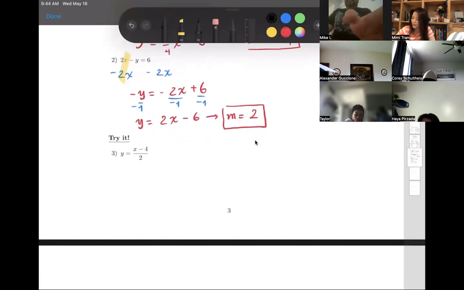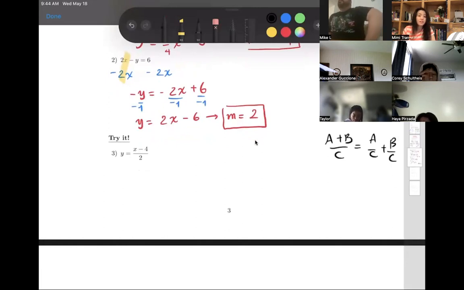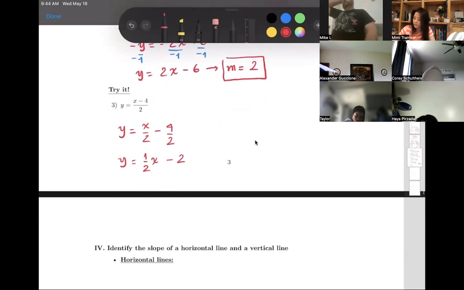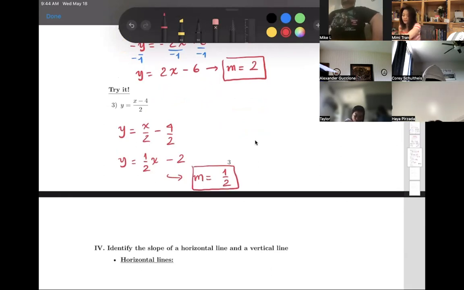Let me remind you something. If I have a plus b over c, can I write it as a over c plus b over c? Yes, right. So we can do the same thing with our problem. We have x minus 4 over 2. We can split it apart. So it's going to be x over 2 minus 4 over 2. Well, x over 2, you can rewrite as 1/2 times x, right? 4 divided by 2 is 2. So your slope is 1/2. But what Mike did is the same. It's perfectly fine.